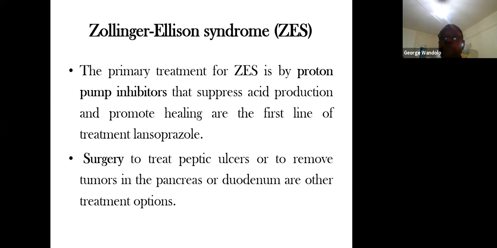So the primary treatment for Zollinger-Ellison syndrome is proton pump inhibitors. And the proton pump inhibitors reduce production of acid from the oxyntic cells in the stomach, okay? And they promote healing, and they are the first line of treatment. Surgery to treat peptic ulcer or remove tumors of the pancreas or duodenum are other options.